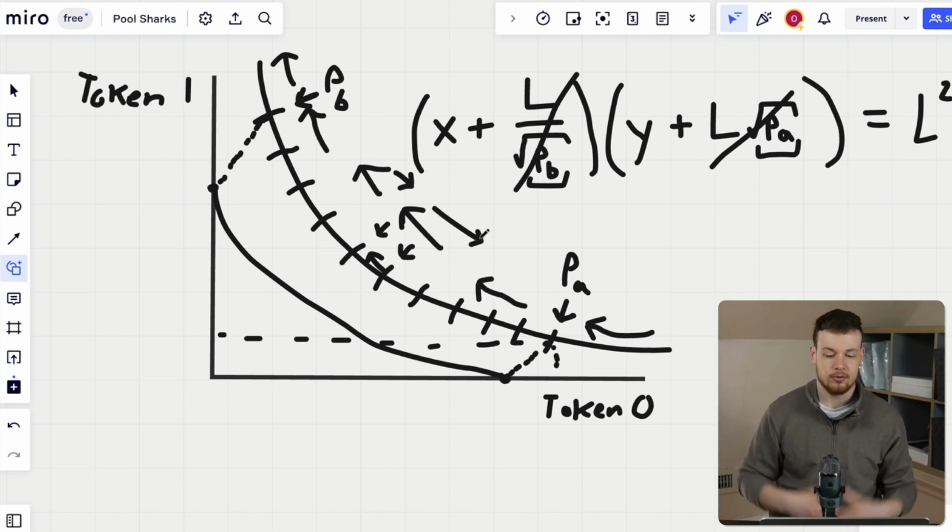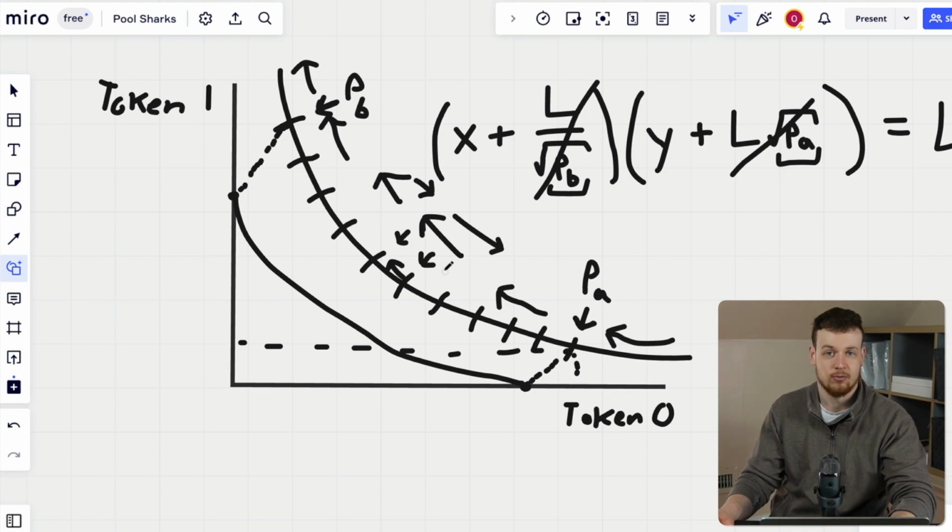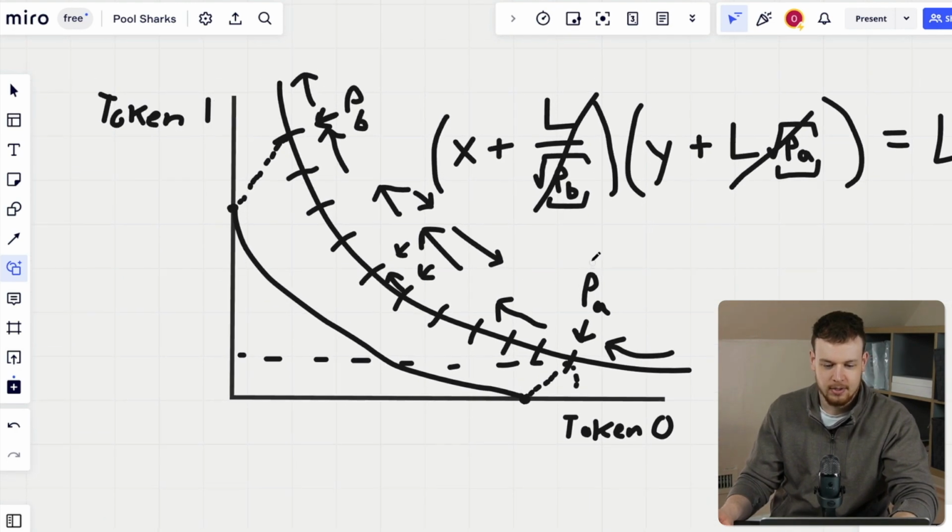But we do have protocols such as Poolshark, which are tackling this and actually giving an on-chain limit order like this that only trades one way, which is exciting.